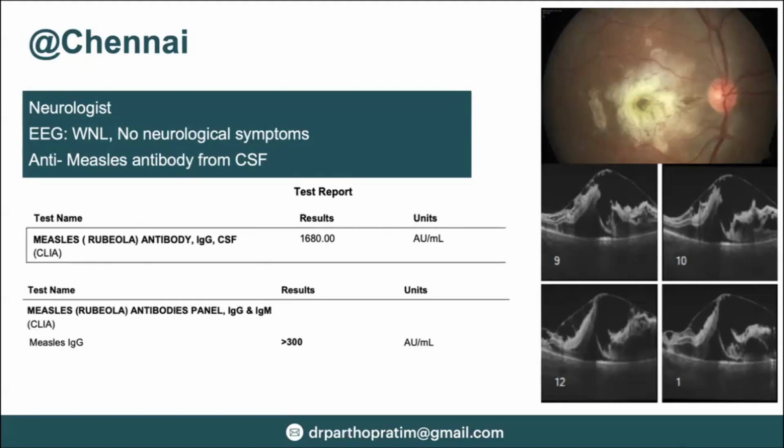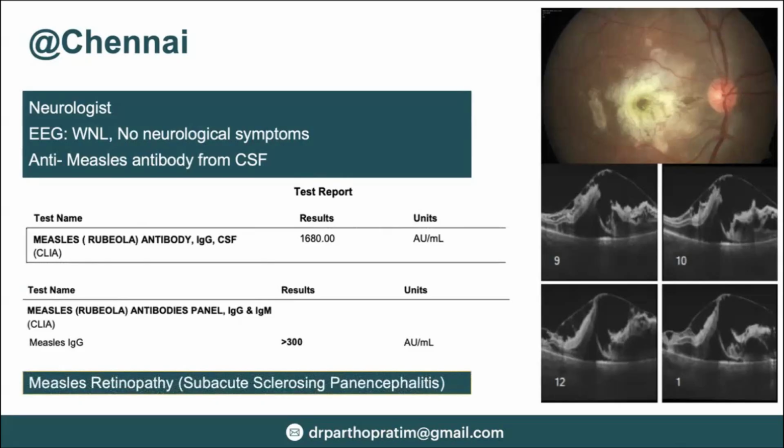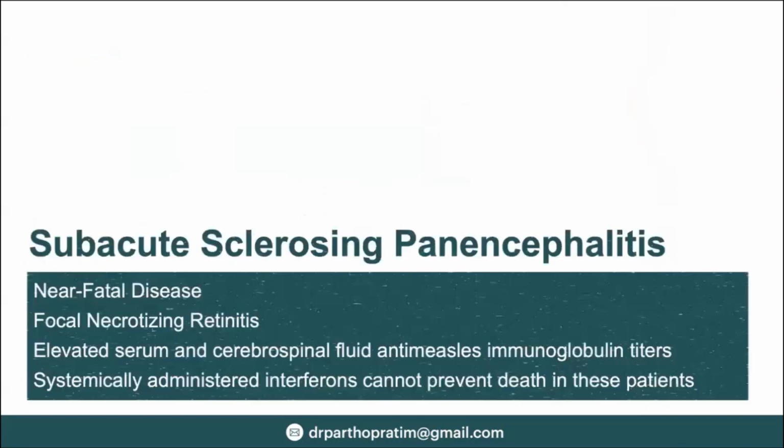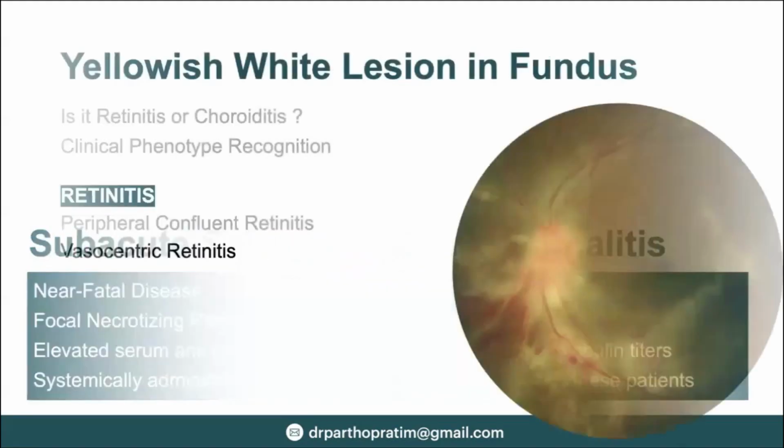So one characteristic point in this measles retinopathy is that you can see this ballooning of the internal limiting membrane, and with a high index of clinical suspicion, I must say that you can actually clinch the diagnosis. So one thing to remember is that this is a potentially devastating condition and almost always fatal, and systemically administered interferon cannot prevent death in these patients, though some improvement in symptoms has been reported in some patients.